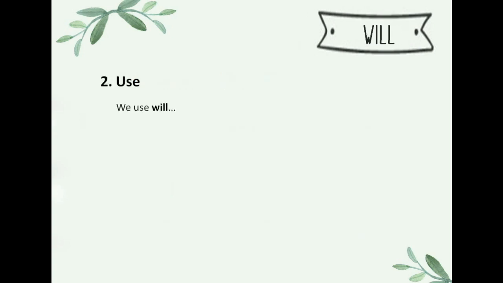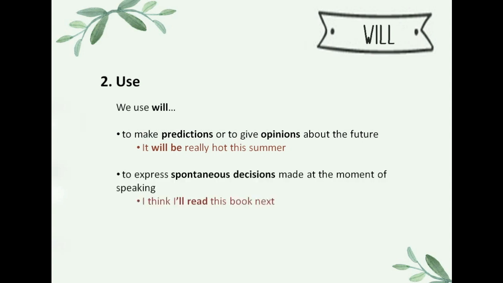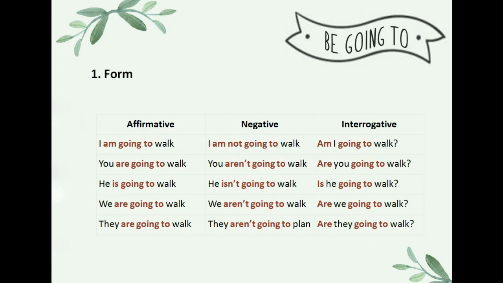And in terms of use, we use will first to make predictions or to give opinions about the future. It means that normally what we say using will is subjective. It is something that we think is going to happen, but we're not sure 100%. Look at the example. It will be really hot this summer. It is just our opinion. We don't know if it will happen or not. And also to express spontaneous decisions made at the moment of speaking. This is not plans. This is just some issues that we think about and we make these spontaneous decisions. Like in, I think I'll read this book next. That would be it.